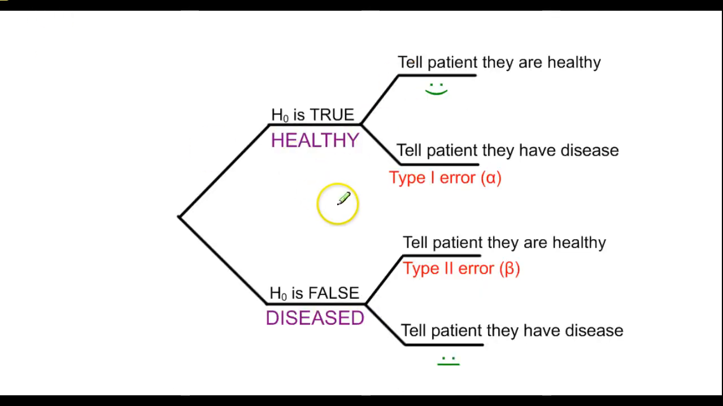So again, looking at it from the tree perspective, if they are healthy and you tell them they're healthy, wonderful. If they have a disease and you tell them they have a disease, that's not a happy thing, but at least you can get them started on treatment. Otherwise, you end up with the type 1 or type 2 errors.